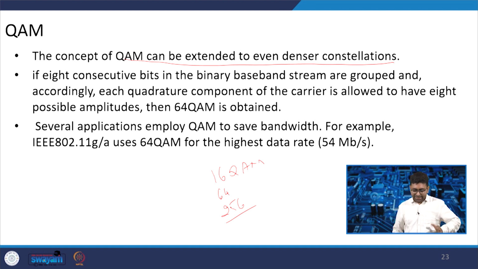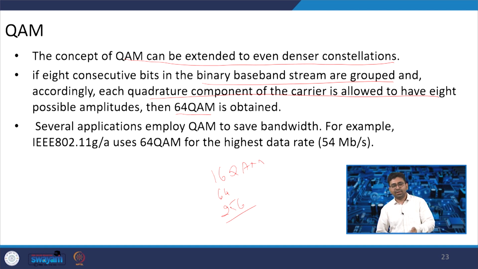For example, for 64 QAM, if 8 consecutive bits in a binary baseband stream are grouped, and then each quadrature component of the carrier is allowed to have 8 possible amplitudes, you will get a 64 QAM. The way we have done the example for 16, you can apply for 64, 256 or any other higher density QAM.